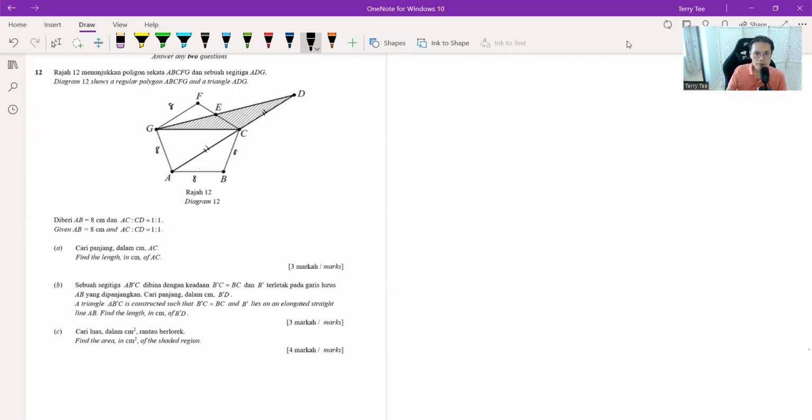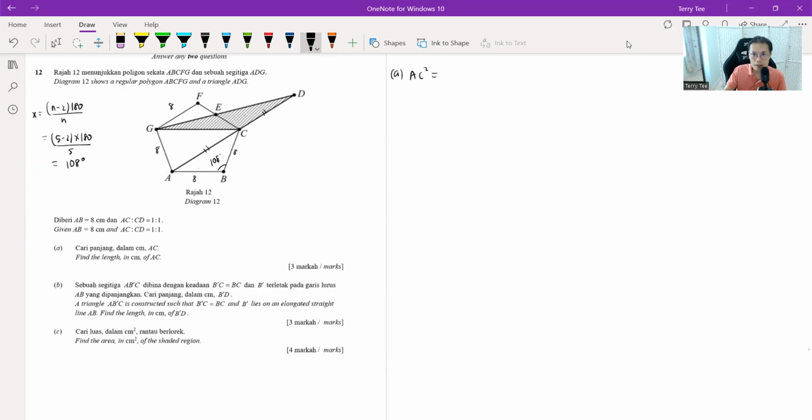Now, if it's a regular polygon, you've learned this in Form 3 that the sum of interior angles is (n minus 2) times 180. If it's a regular polygon, you divide by n to find the interior angle. For a pentagon, the interior angle x is (5 minus 2) times 180 divided by 5, 3 times 180 is 540, 540 divided by 5 is 108. So this is 108.